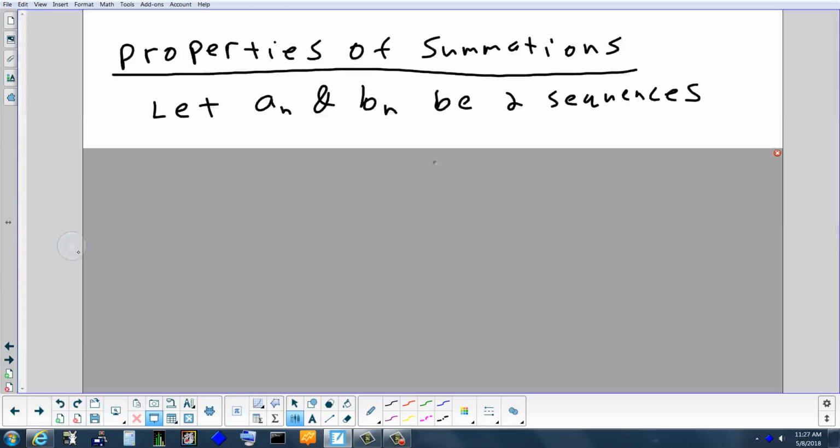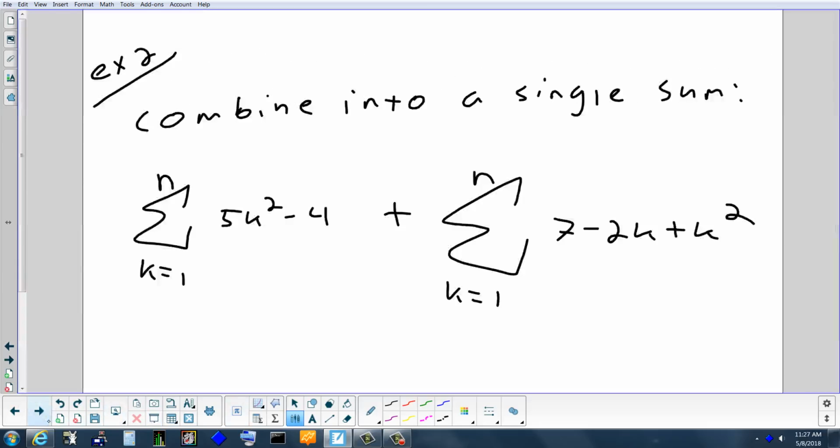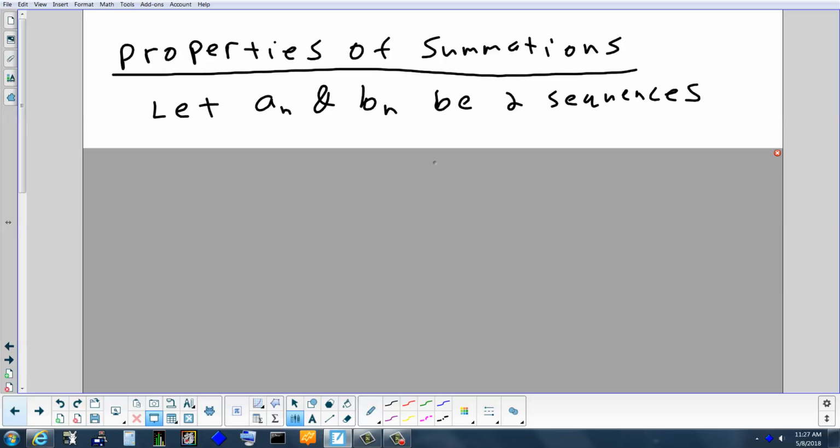So let's look at some different properties we can use to do something like that. We can take 2 summations that are separate and combine them together, and you pretty much do it exactly like you would think. You combine like terms. Okay? It's really pretty straightforward.